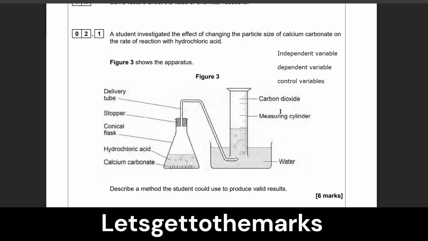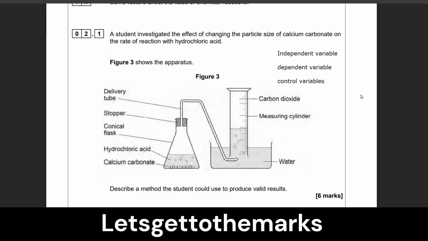And then what things do we need to keep the same? Well, if we're changing the size of the calcium carbonate, what should we keep the same? You've got to think, what affects the rate of reaction? What factors do you know that affect the rate of reaction? That is temperature. You've got pressure. We don't need to worry about pressure here because we're dealing with liquids and not gases, really. Our reactants aren't gases, it's a liquid and a solid. So we're changing the surface area by the particle size, but we want to keep the temperature the same and the concentration the same because they will affect the rates of reaction. And that's really what you need to talk about.